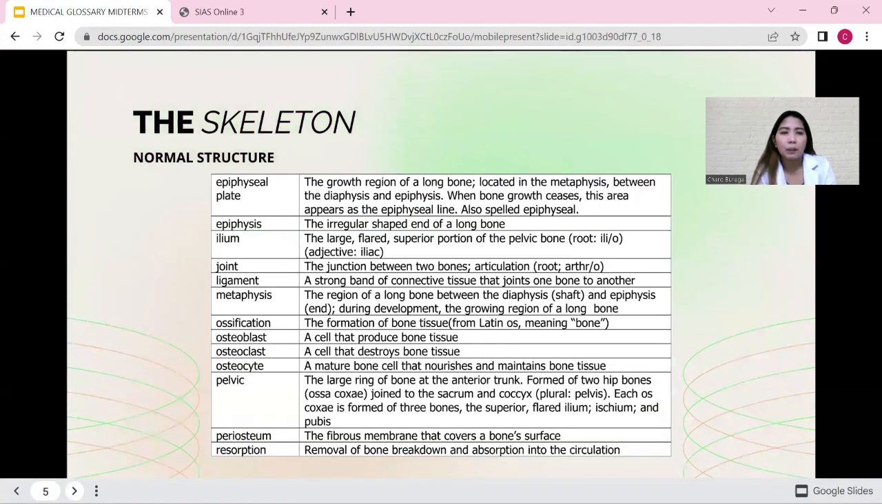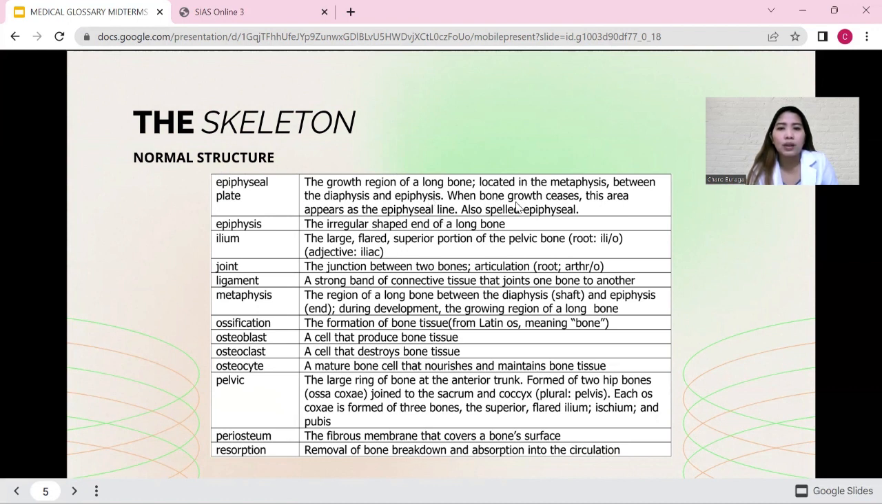The epiphyseal plate, it is the growth region of a long bone, kung saan nakadugtong ang long bone. The epiphyseal plate is located in the metaphysis, between the diaphysis and the epiphysis. So, drawing ko na lang siya pag face-to-face tayo para much more maintindihan nyo ang diaphysis and the epiphysis.